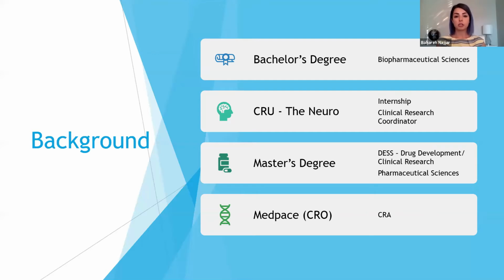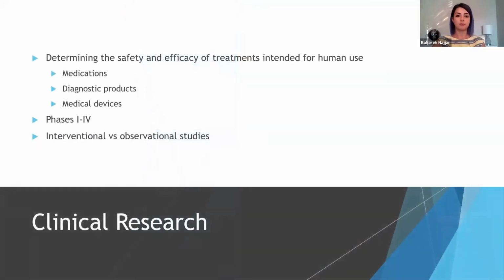The difference between a CRO and a pharmaceutical company is that a CRO does not have their own pipeline. They don't have their own molecules or medication. We sign contracts with the pharmaceutical companies to conduct some or all aspects of their studies. So this is my background. Moving on to clinical research.